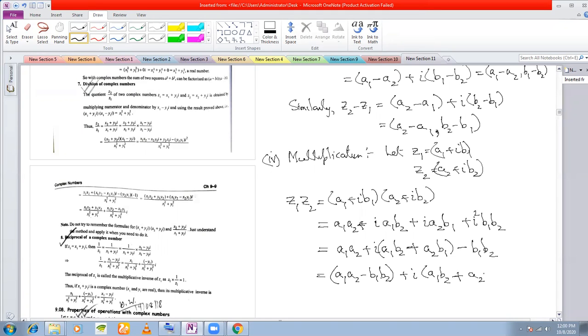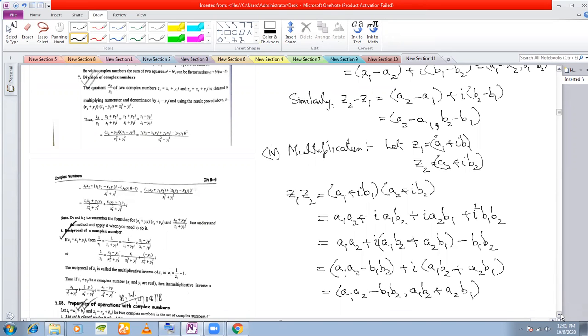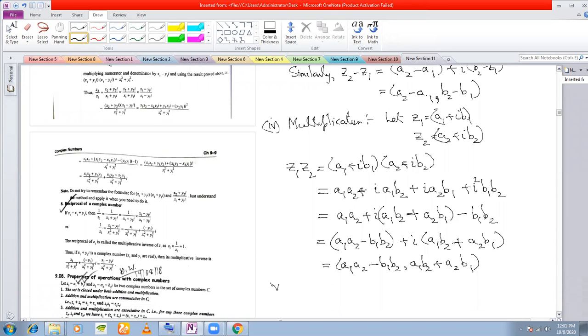Okay, this is how you multiply two complex numbers. If you want to write it as an ordered pair, you write this as a1 a2 minus b1 b2, comma, a1 b2 plus a2 b1. Okay, so this is multiplication. Division of two complex numbers.